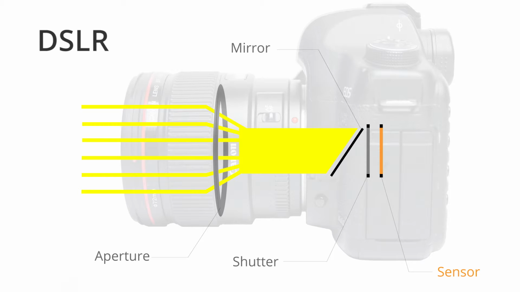It then passes through the aperture and hits the mirror. Now when you go to take a picture, the mirror will flip up and the light will hit the shutter. Then your shutter will open up and allow light to hit the sensor, creating your image. The shutter controls how much light is let into the sensor.